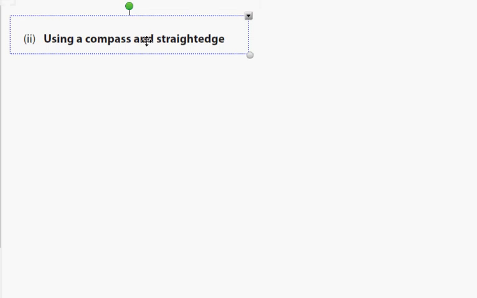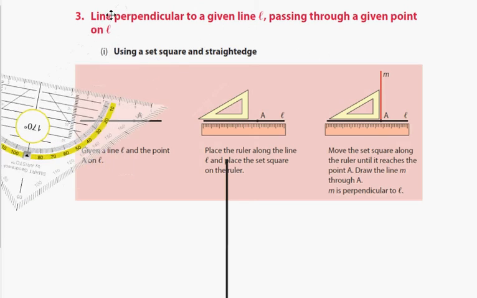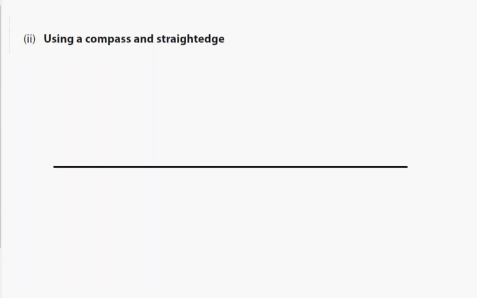Now, draw a perpendicular, have to do the same one, which is this one here. Line perpendicular to a given line L, passing through the given point on L. But this time, it doesn't allow me to do what I wanted, okay? I have to use a compass and a straight edge. So here's what you do. Okay, you have a line and you have a point on it. Now, did we do a perpendicular bisector already? Number 2, wasn't it? Now look what I can do here. I have to get a line that goes through this point here. So what I can do is this.